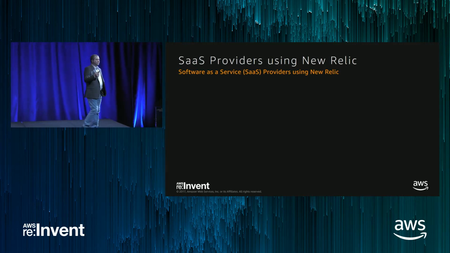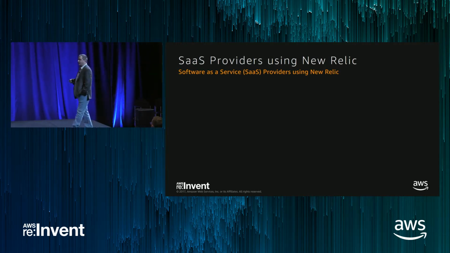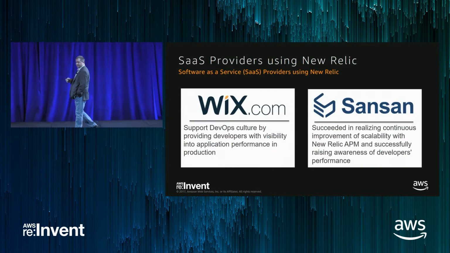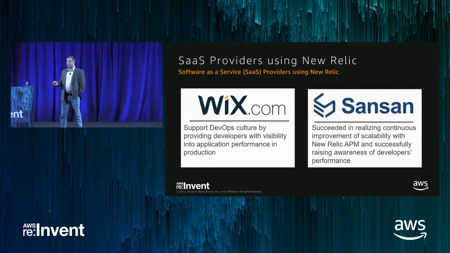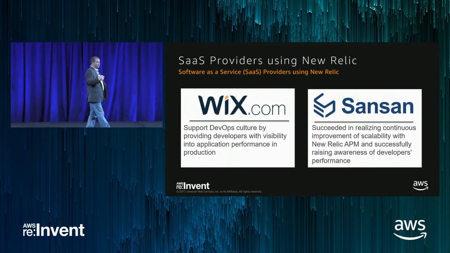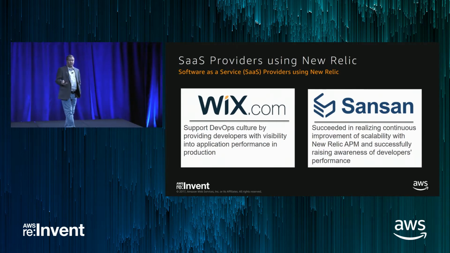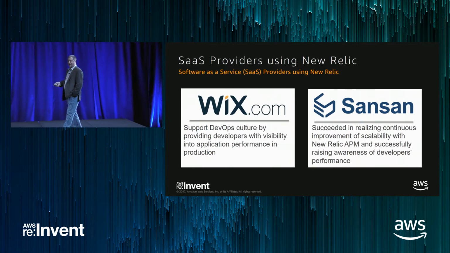So this session may have been monitoring an AWS reference architecture, but we have some customers. A couple of customers here, Wix.com and Sansan, are SaaS-based customers of ours that are doing very well using our software. We want to help them do a couple of things. Number one, we want to help them be agile. We want to help them improve their software faster.